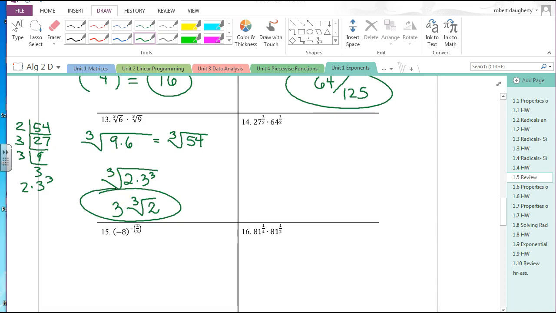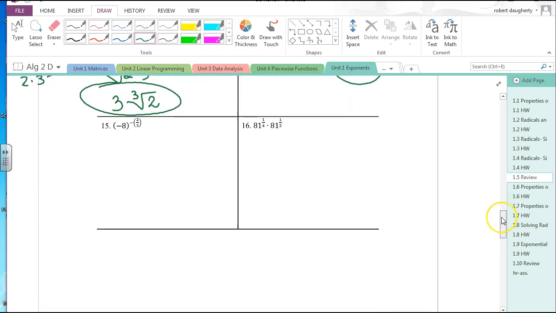Number 14, okay? What does this mean? This means the cube root of 27 times the square root of 64. What's the cube root of 27? That's 3. What's the square root of 64? That's 8. When you multiply those numbers, you get 24.